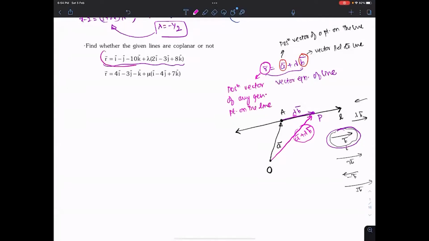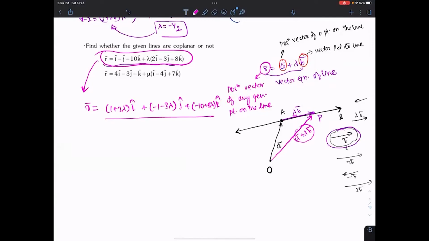So for example, if I take this line equation, R bar is equal to, like this I have written now. If I simplify it, (1 plus 2 lambda) times i cap plus (minus 1 minus 3 lambda) times j cap plus (minus 10 plus 8 lambda) times k cap. Now, what is this vector? This vector is the position vector of any general point on this line. That means if this is origin, then the coordinates of this point will be (1 plus 2 lambda, minus 1 minus 3 lambda, minus 10 plus 8 lambda).